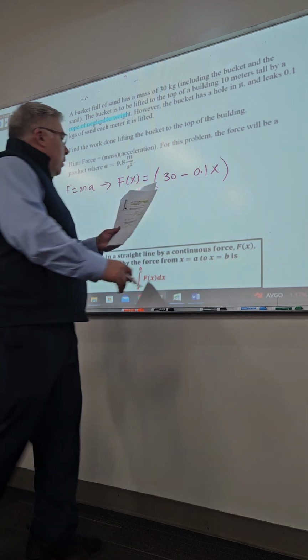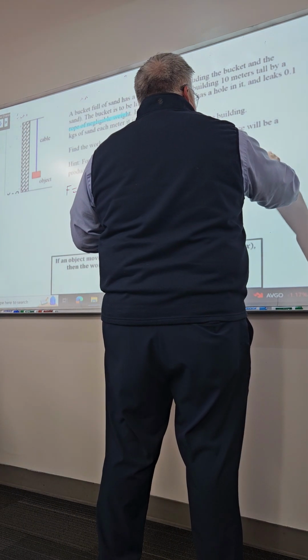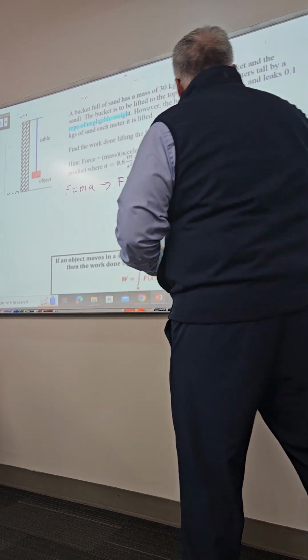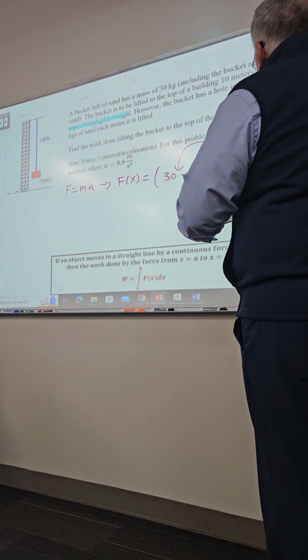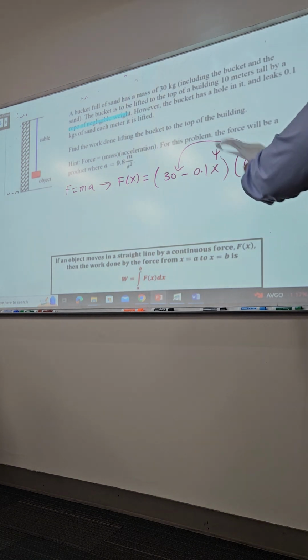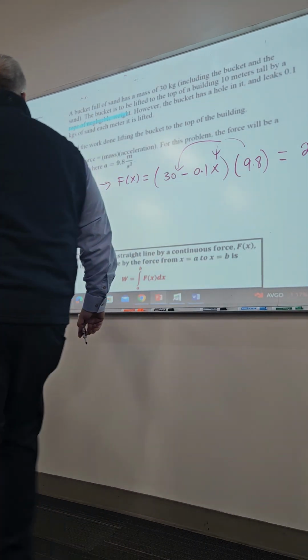Now, that's the mass times the acceleration, which we know to be 9.8. Now we're going to multiply that 9.8 into the parentheses, thus giving us 30 times 9.8 is 294 minus 9.8 times 0.1x is 0.98x. Got it?